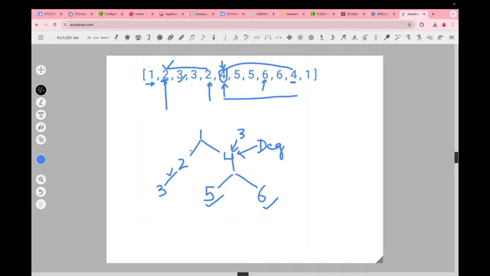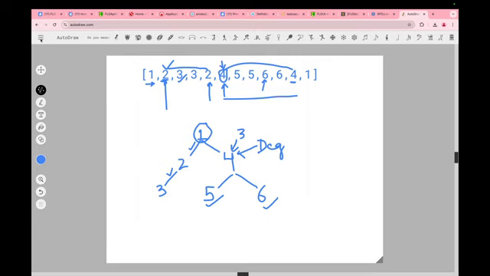Degree of 2 will be 1 plus 1 for its parent. So if you see, degree of any particular element other than the root will be the number of children plus 1, right? Because plus 1 for its parent, except for 1, because 1 has no parent. 1 is the root of the tree.